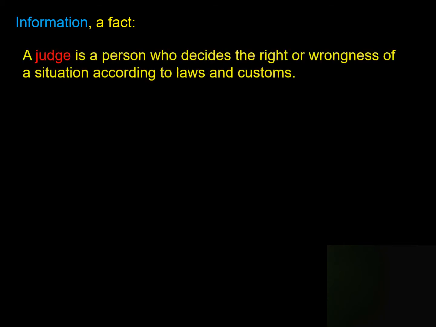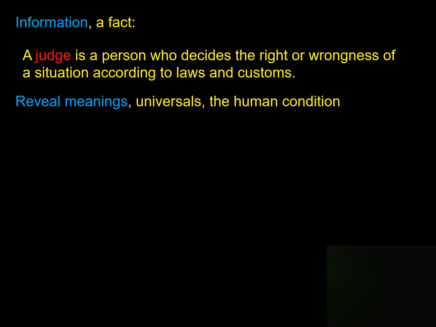Okay, here we're going to be making a distinction between opinion and fact. And then we're also going to take a look at some of the bigger universal things that you might be able to approach as you put together your final project for this class. So, a judge. We're looking at some words. A judge is a person who decides the right or wrongness of a situation according to laws and customs. So you can see we're headed to justice here.